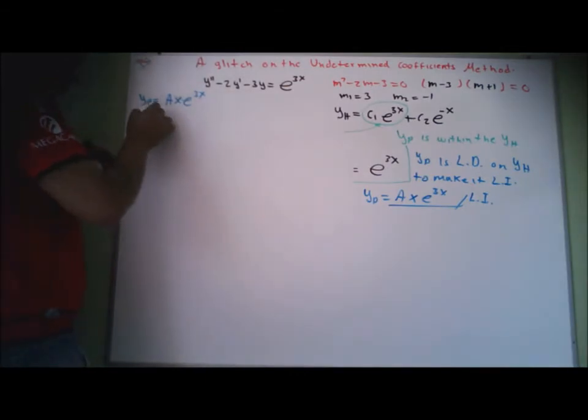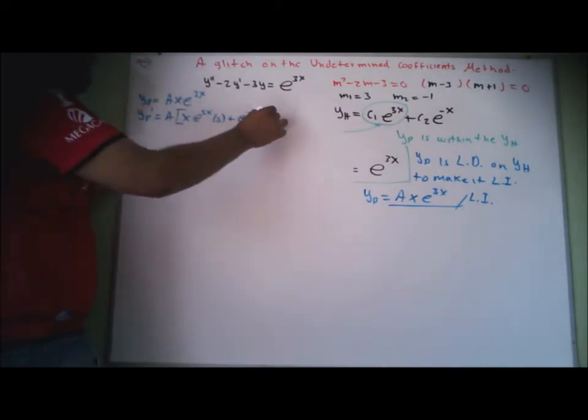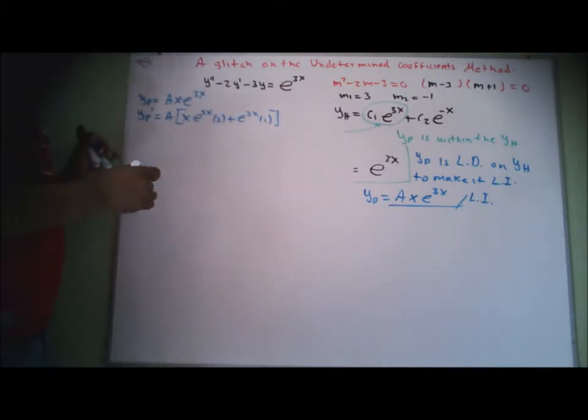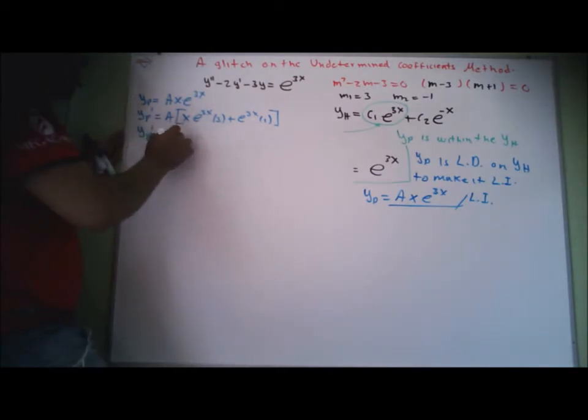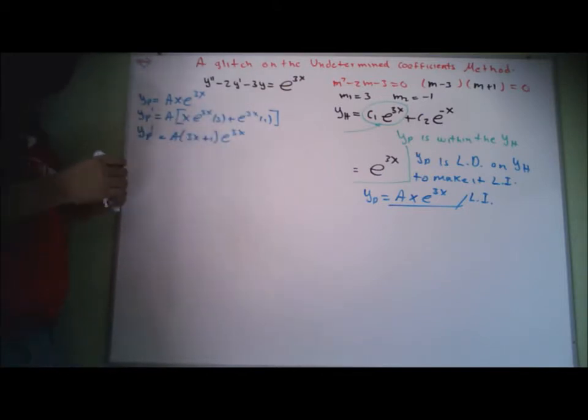So the particular solution derivative is going to be x exponential of 3x times 3 plus exponential of 3x. Derivative of x is just 1. Okay? So we have a multiplication there. So the derivative is a(3x plus 1) exponential of 3x. We factorize the exponential of 3x, alright? So that is the first derivative.